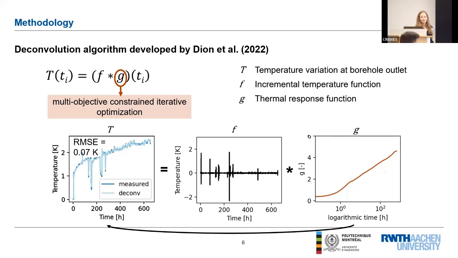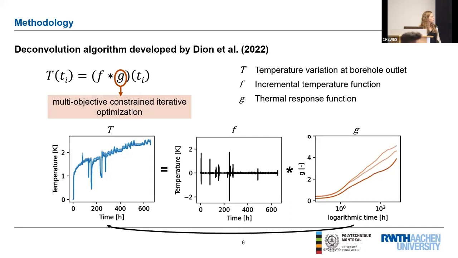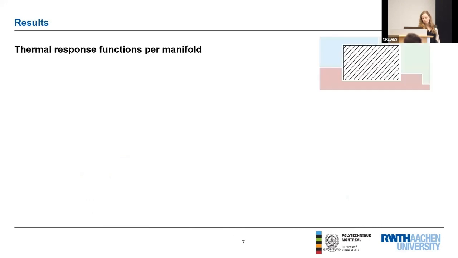Then we can also go back in this equation here and, assuming we don't know the temperature variation, obtain a convolution product of this experimental G function and F. And this way we obtain the deconvolved temperature signal, which we can compare to the measured signal, for example, using an error metric such as the root mean squared error. And this we applied to data from all the 41 boreholes, and this way we obtain the G function of each individual borehole here. And those functions is what I'm going to show here.